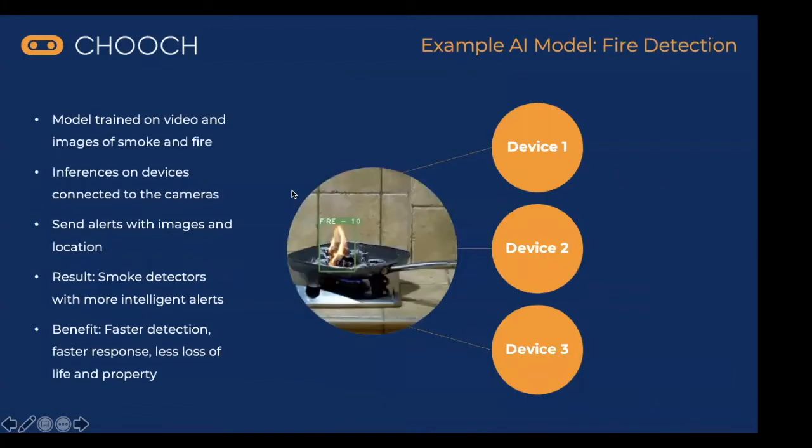So this is an example of AI models for fire detection. This is collected from videos and images, which are public or private, depending on what type of use case you have. It's annotated on the system. The model's trained on the system, and then it's inferenced on the system through either the cloud or the devices.